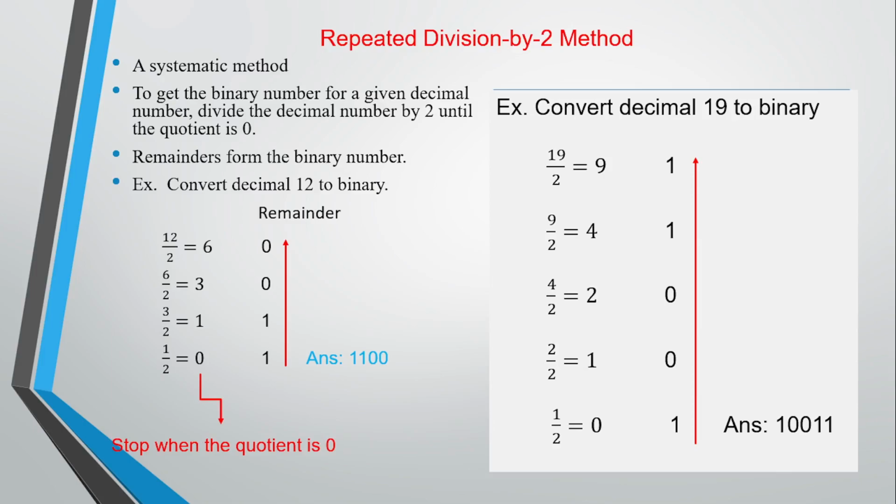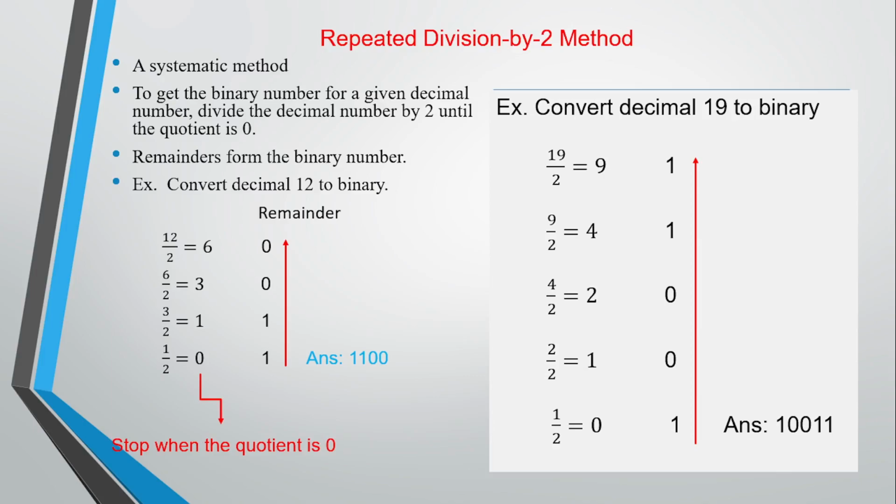The method to get the binary number for a given decimal number: divide the given decimal number by 2, which is the base of the binary number system, until the quotient is equal to 0. Collect the remainders, and these remainders form the binary number. Okay, let us solve one example. For example, convert decimal 12 to binary by the repeated division by 2 method.